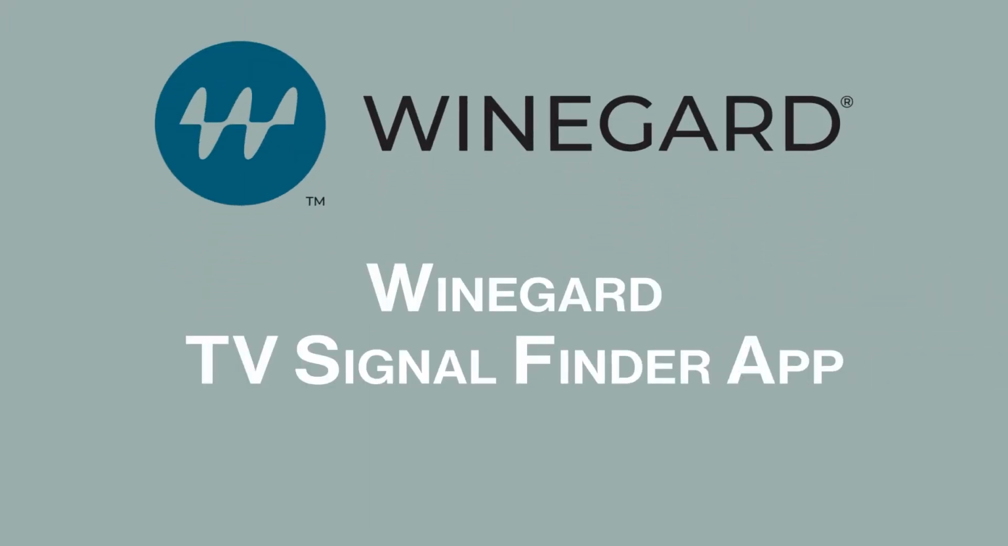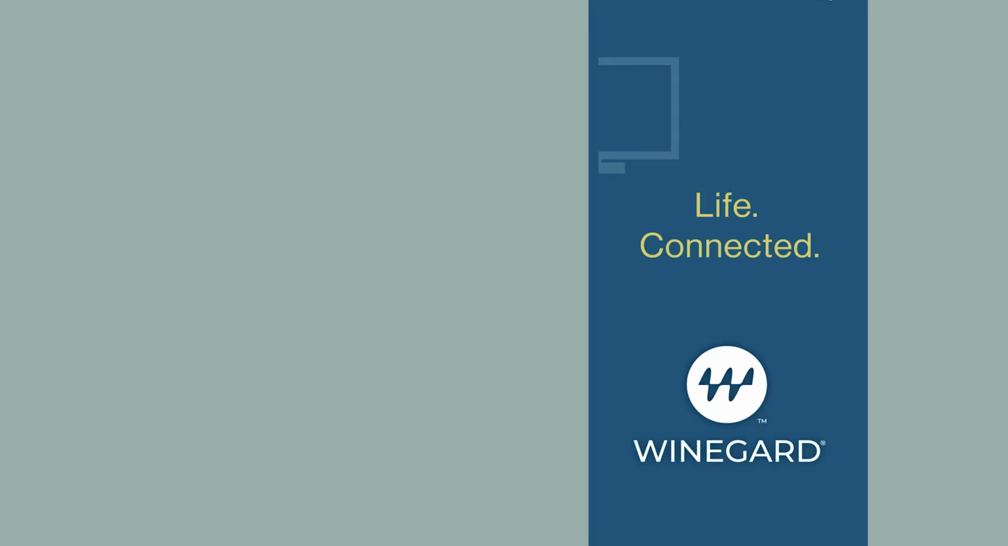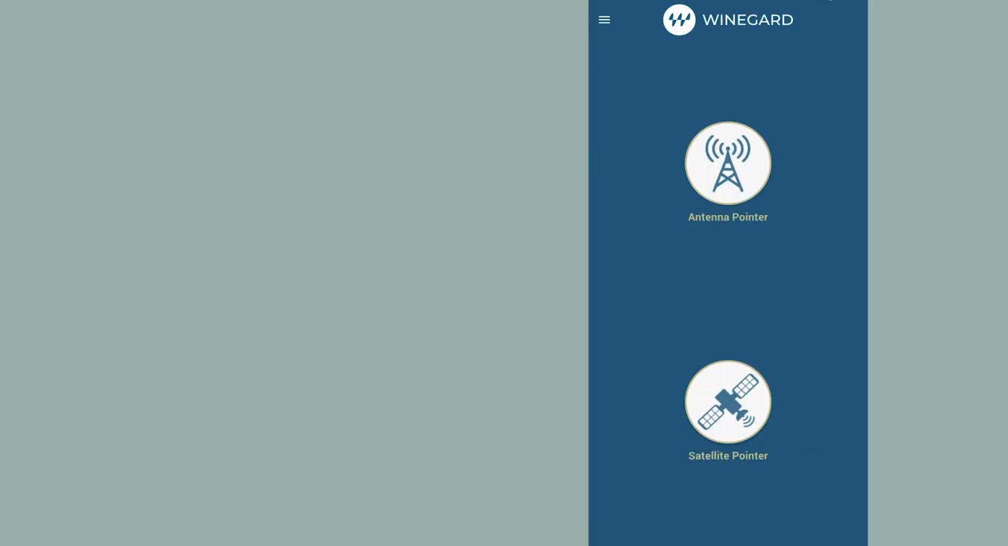Winegard TV Signal Finder app. The Winegard TV Signal Finder app is used to locate either broadcast TV towers or satellite positioning at your location.